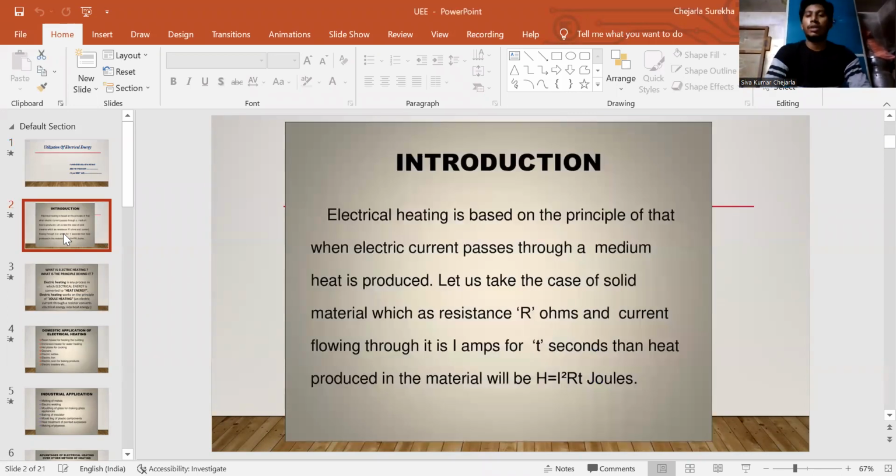Electrical heating is based on the principle that when electrical current passes through a medium, heat is produced. Take the case of a solid material whose resistance is R in ohms and the current flowing through the material is I in amps. For the current flowing for T seconds, the heat produced in the material will be H equal to I square R T joules.